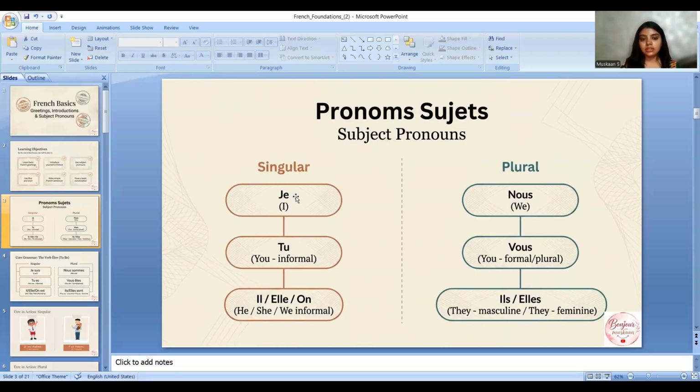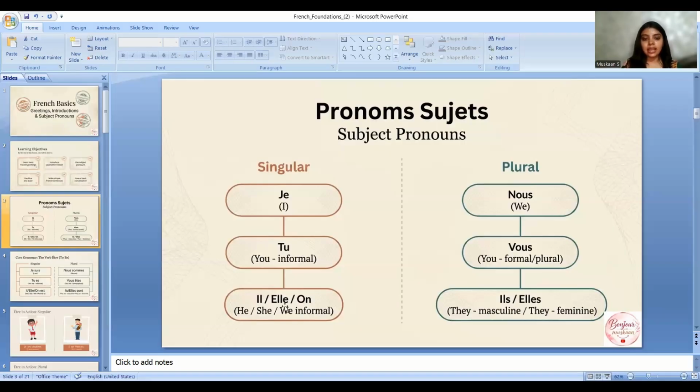Je. Then you, tu. It is an informal way of saying you, tu. Like in Hindi, if you want to say you informally, you always say tu, right? So you can remember by that in French also, the informal way of saying you is tu. It is tu, with a little bit of pronunciation difference. And the third one is il, elle, on.